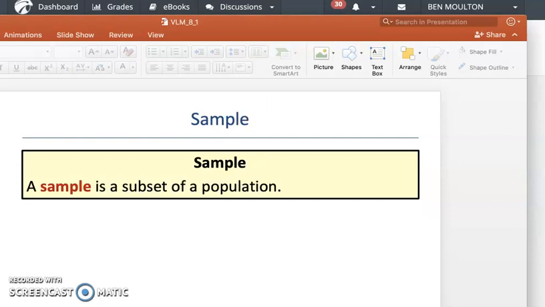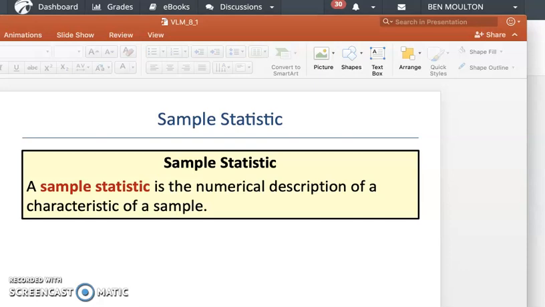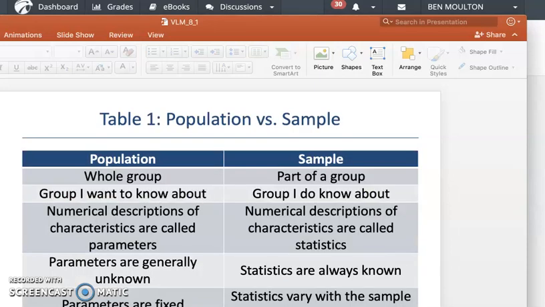And then there's a sample. Of course, that's a subset of a population. And then there's a sample statistic. That's a numerical description of a characteristic of a sample. And they summarize them all here. Let me see if I can raise this a little bit.